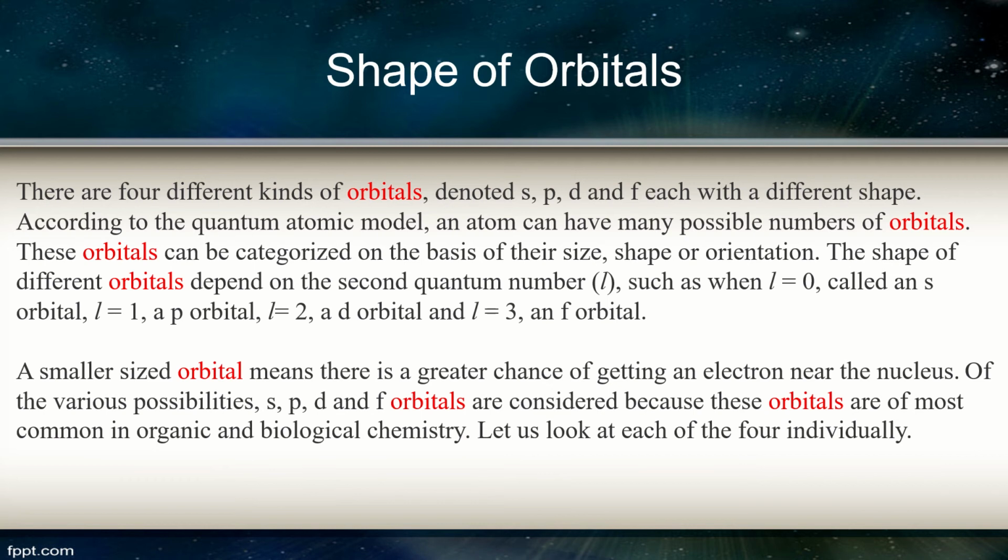A smaller sized orbital means there is a greater chance of getting an electron near the nucleus because every orbital can hold 2 electrons. So, if the size of the orbital is smaller, the electron cloud density is the maximum in this orbital. Of the various possibilities, S, P, D and F orbitals are considered because these orbitals are the most common in organic and biological chemistry. Let us look at each of the 4 individually.